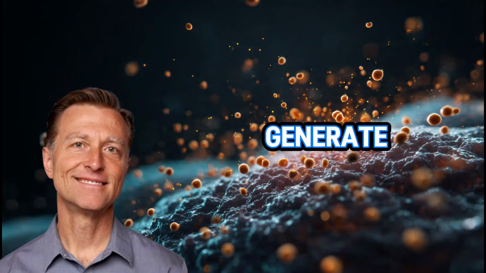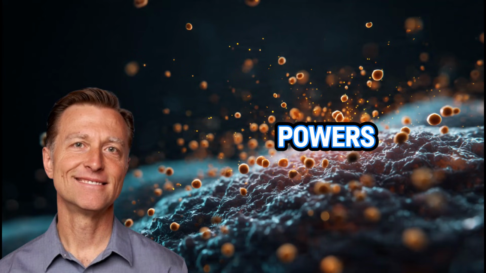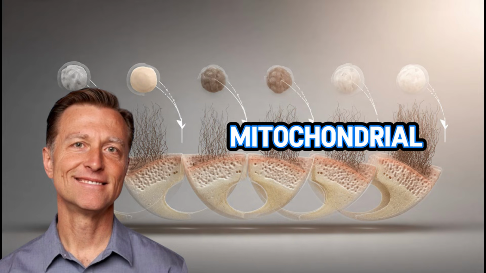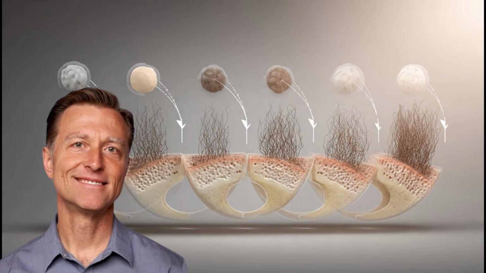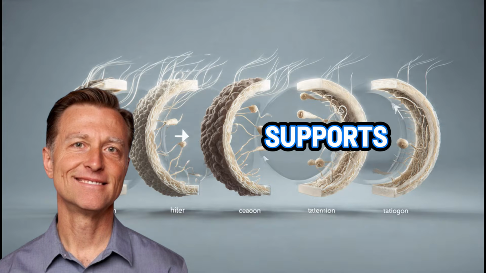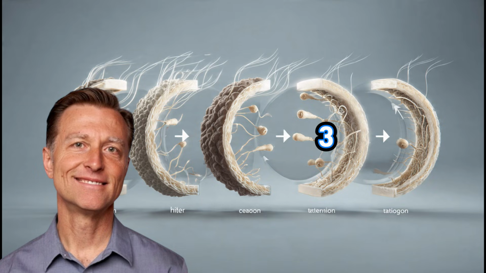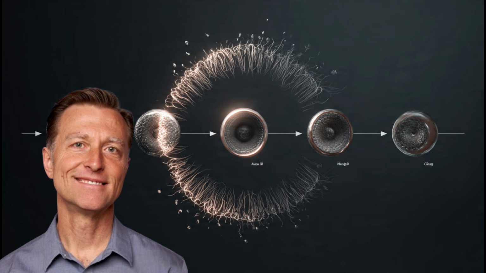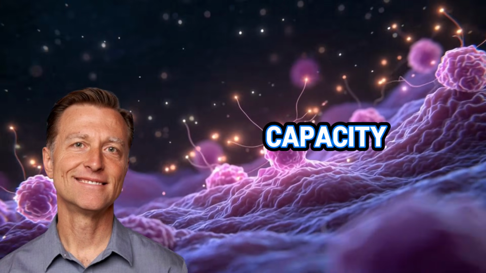Mitochondria generate ATP, which powers protein synthesis and cellular signaling. If mitochondrial function is impaired, protein secretion declines. Supporting mitochondrial health indirectly supports SCUBE3 production because energy availability influences gene expression and protein synthesis capacity.